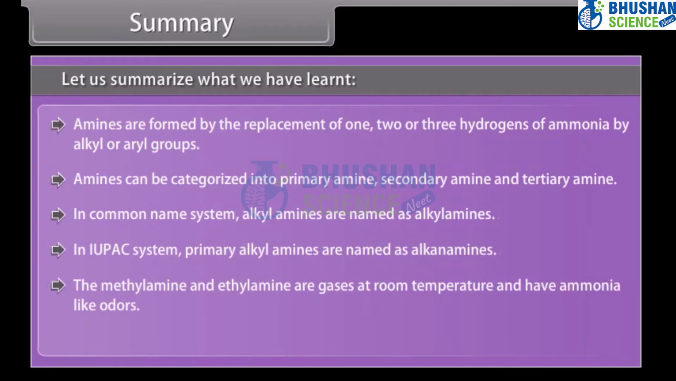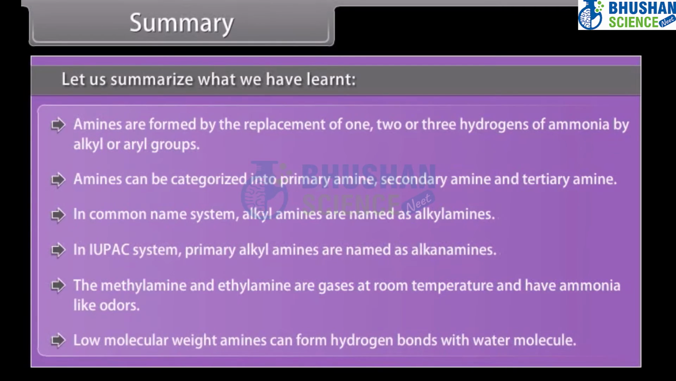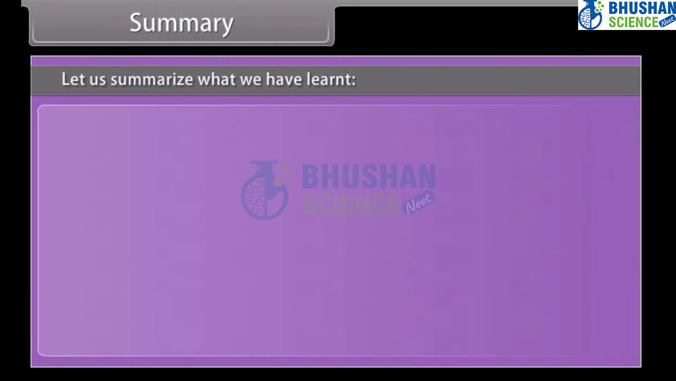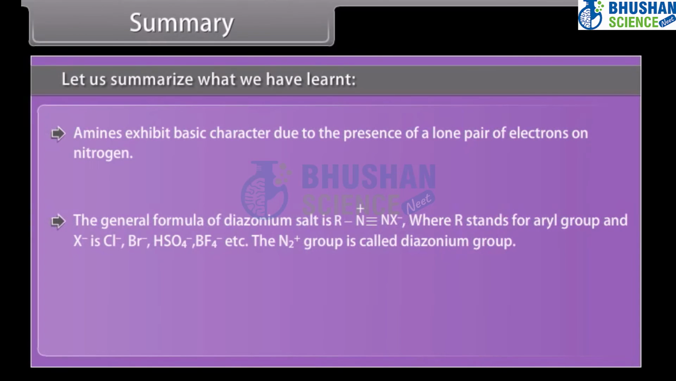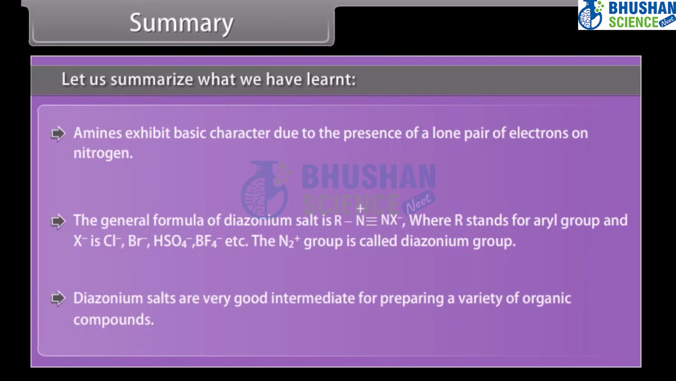Methylamine and ethylamine are gases at room temperature and have ammonia-like odors. Low molecular weight amines can form hydrogen bonds with water molecules. Amines exhibit basic character due to the presence of a lone pair of electrons on nitrogen. The general formula of diazonium salt is RN2+ X-, where R stands for aryl group and X- is chloride ion, bromide ion, hydrogen sulfate ion, or tetrafluoroborate ion. The N2+ group is called diazonium group. Diazonium salts are very good intermediates for preparing a variety of organic compounds.